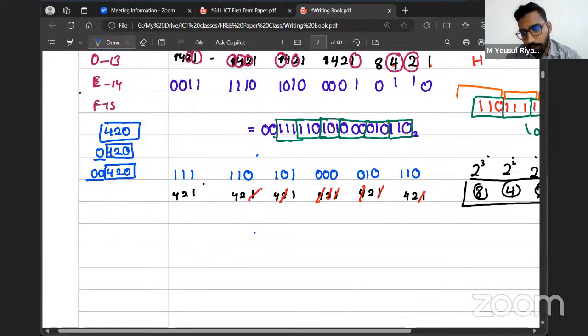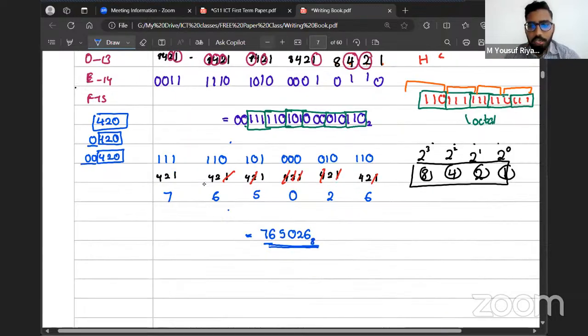So here the sum of the remaining is 4, 5, 6. Here it's 2. Here it's 0. Here it's 5. Here it's 6. Here it's 7. So the final answer is going to be, sorry, 765,026. This is going to be your final answer.